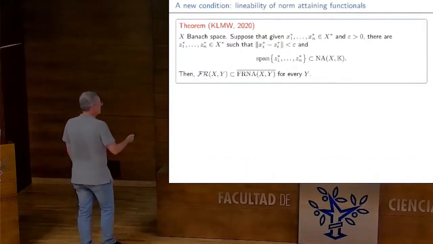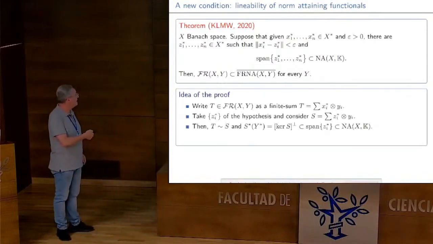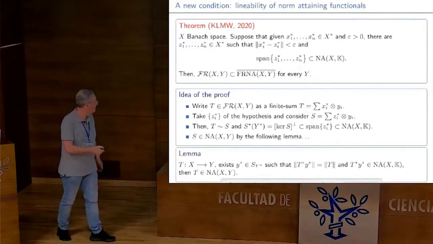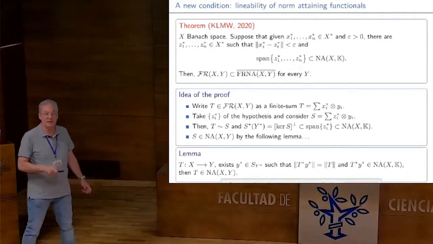But, well, the idea of the proof. Take the finite rank operator, and you can write it as a finite sum of functional tensor vector. Take the Ci of the hypothesis and consider S as the sum of Xi star by Ci star. Of course S is close to T, but what is the image of the adjoint of S? It is the annihilator of the kernel of S. But this is contained here, clearly, and this is contained here. And you use the following lemma that will be very important.